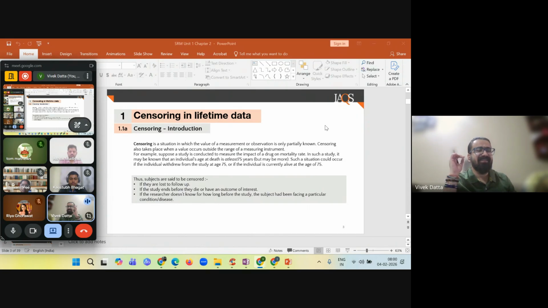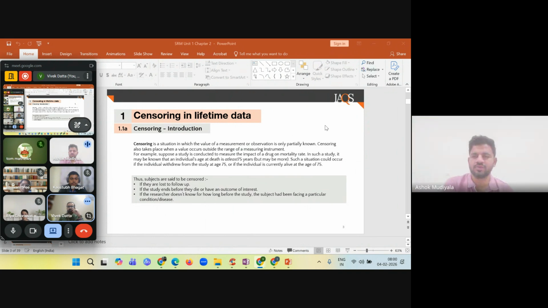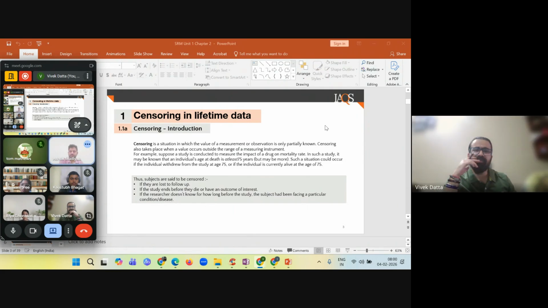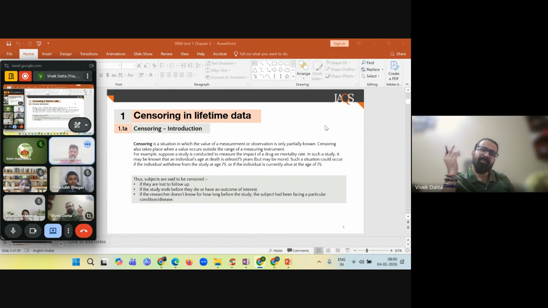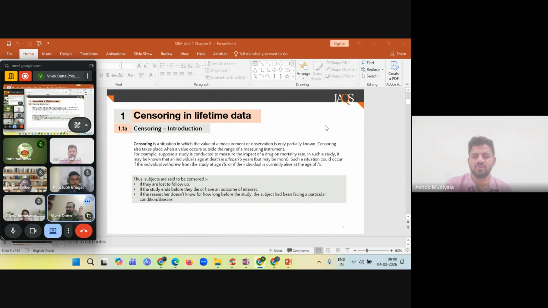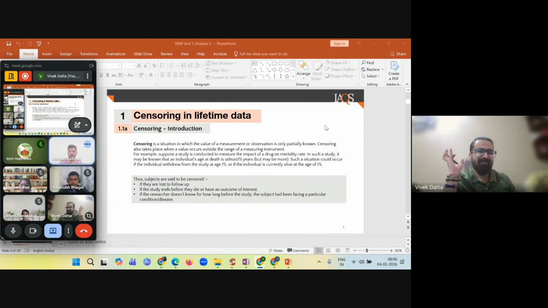Now, is this censoring? Yes, because he's not part of the experiment. So then why are you calling it censoring? He's not there from the beginning itself. So that is not censoring. He is not part of the experiment. It's completely excluded. He's not counted.